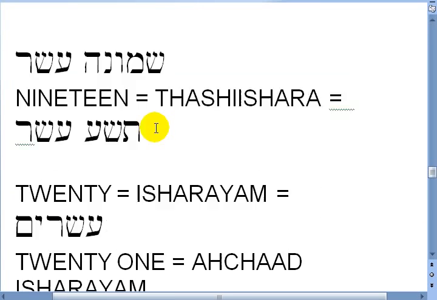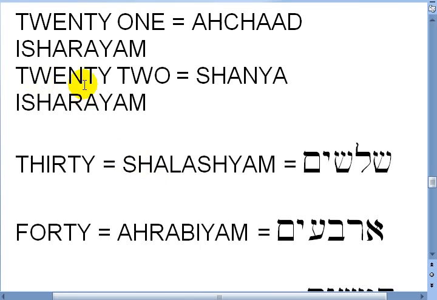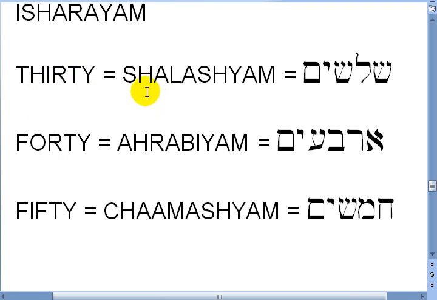Same thing when you get down to 20. 20 is Aisharayum, which is 10 plural. And then if you want to make it 21, you put Akkad, which is 1, Aisharayum, which is 20. 22 is the same, and so on all the way till you get to 30. Now, 30 is Shalashim. Shalash is 3 and the yum is like making it plural. So Shalashim is 30.